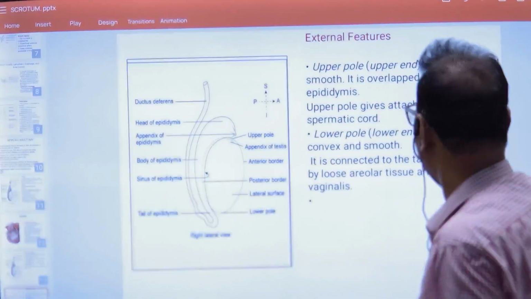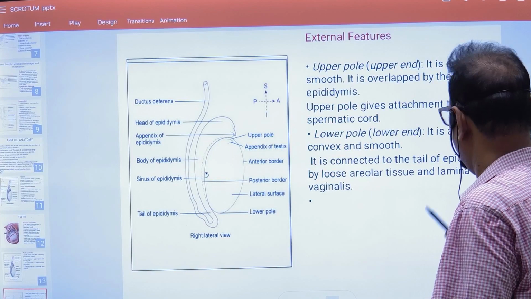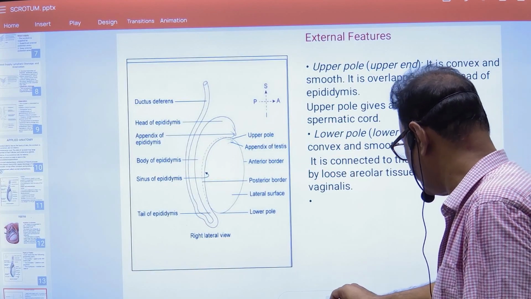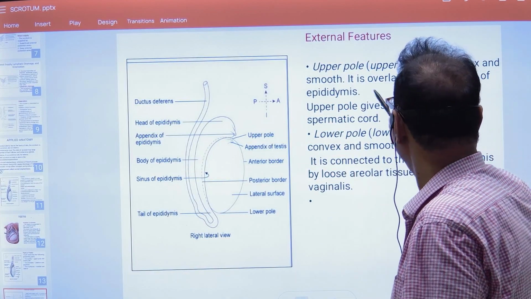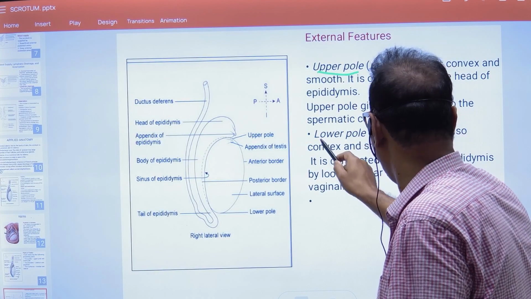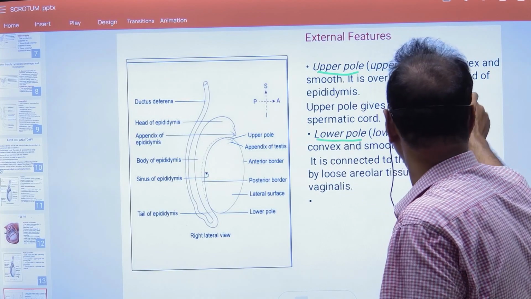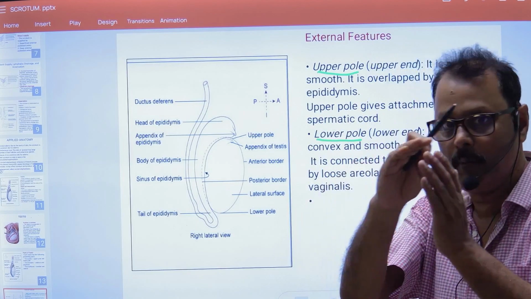Now coming to the external feature. Talk about the external feature of this testis. It has got an upper pole and a lower pole. Upper pole is convex.